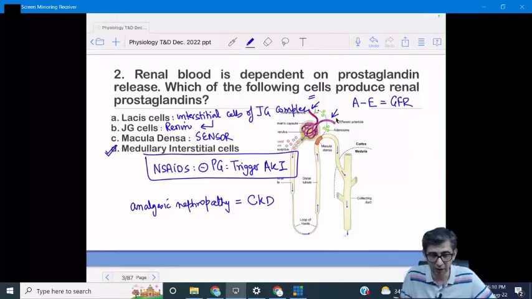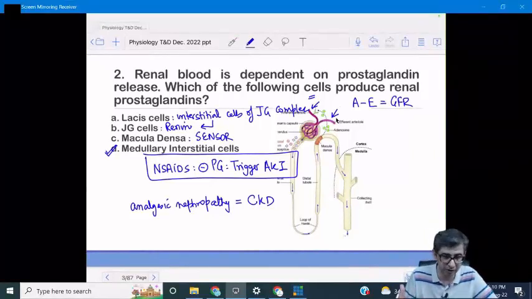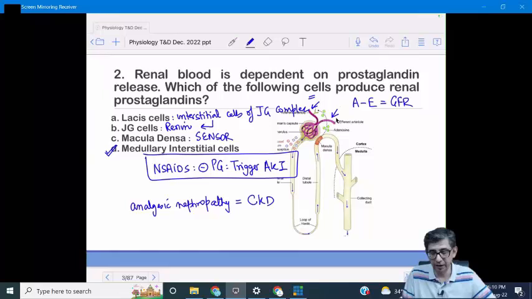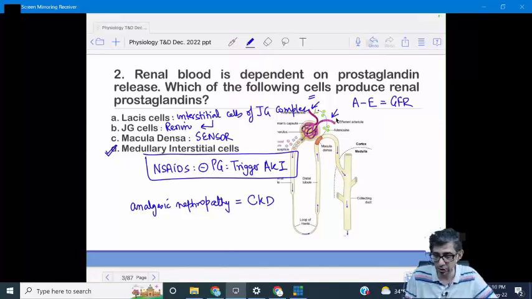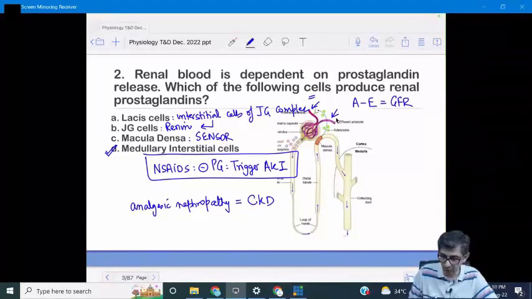And the function of renal prostaglandins is mainly that it helps in maintaining the gradient between the afferent and the efferent arteriole, which ensures a normal GFR of 125 ml per minute. The correct answer to question number 2 is option number D. Moving to the third one.